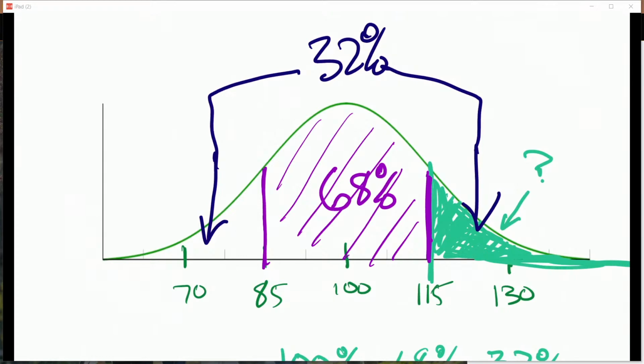So you've got the low IQ people, the high IQ people, the total is 32%. Those look really similar, don't they? They're like the same shape. They're just mirror images. So wouldn't it just be that they're the same and they add up to 32%? Can you take a guess? Very good. 32 divided by 2.